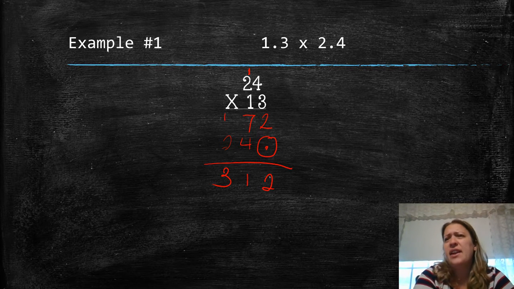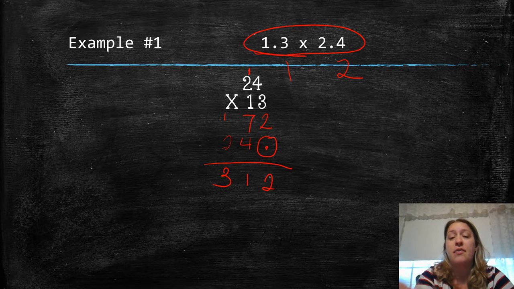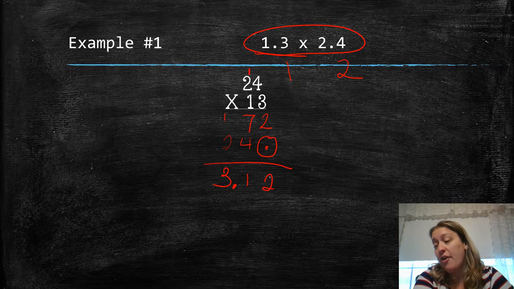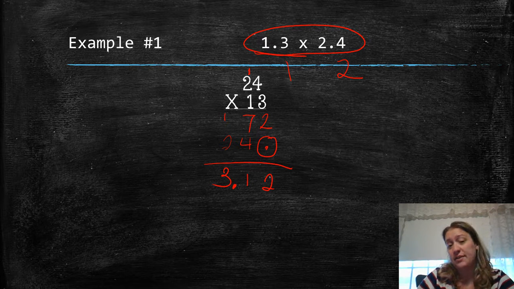But I can't leave that as my answer because I have decimals in the original problem. So this is telling me I have two numbers beyond the decimal. So I'm going to put my decimal right there. Okay, does that make sense?